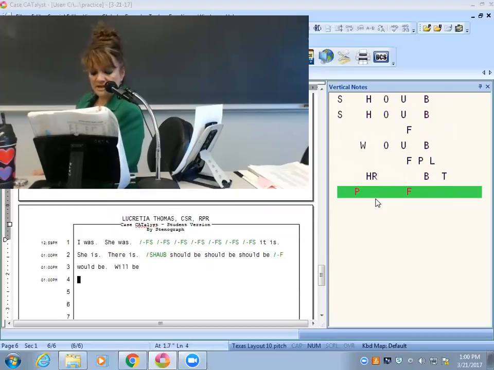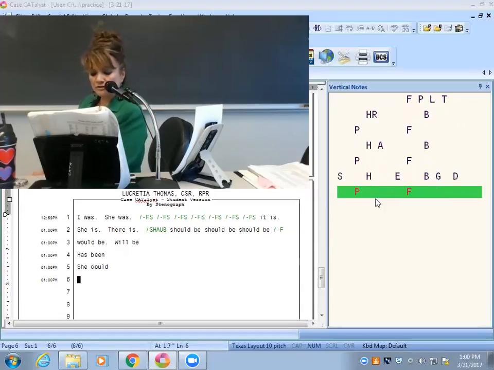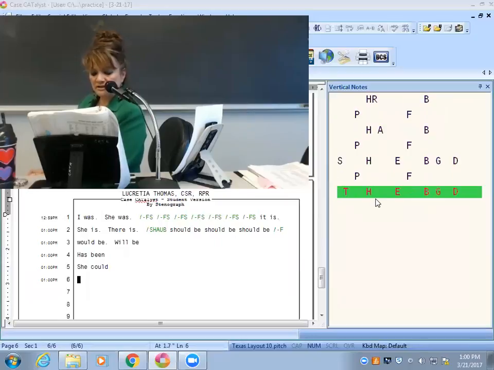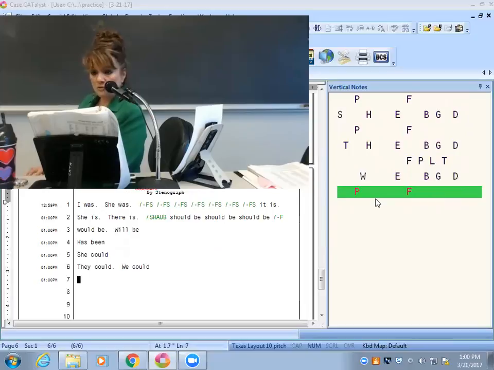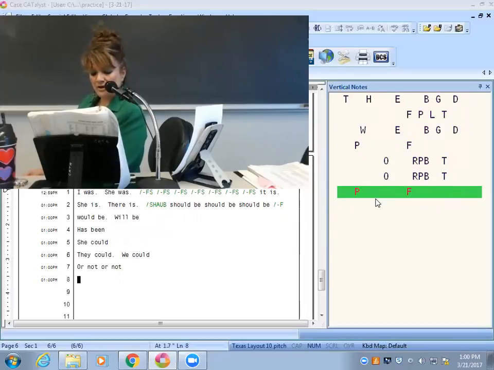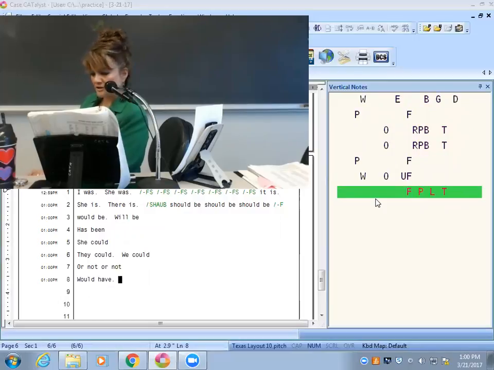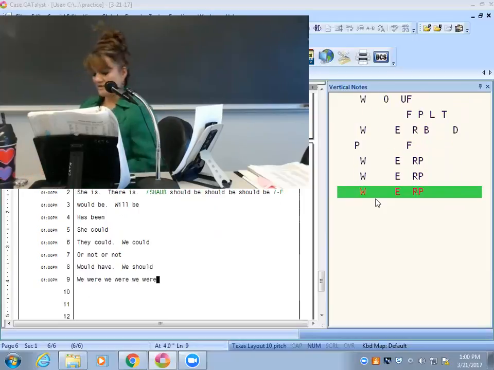And then has been, H-A-B. And then she could, S-H-E, she's already in there, K-D for could. They could, T-H-E-K-D. We could, W-E-K-D. Or not is or with an N-T for not. Would have, W-O-U-F. We should, W-E-R-B-D. We were, W-E-R-P. Okay? And that's it.